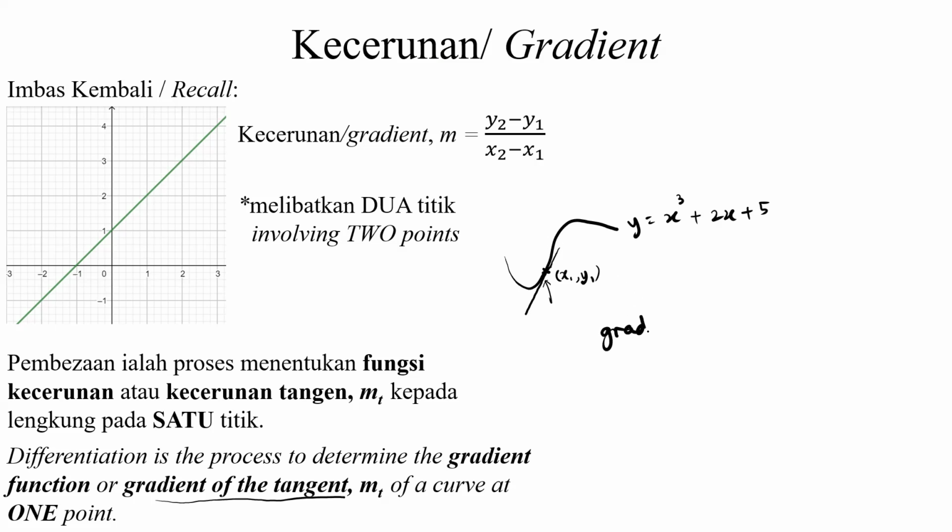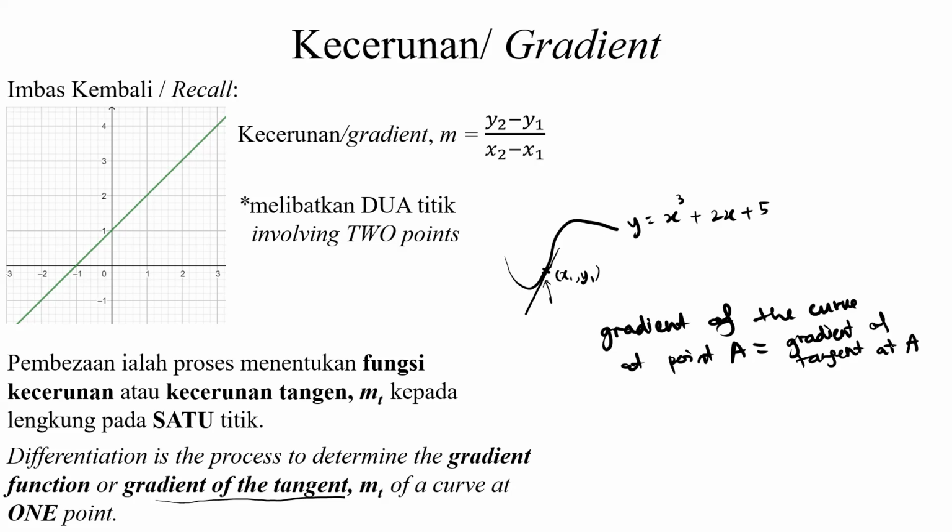So the gradient of the curve at point A has the same meaning as the gradient of the tangent at A. So when I say tangent, understood, it is only one point of the curve. Okay, then what about the gradient function? Sometimes when we find the gradient, it is actually dy/dx, a differentiation. The gradient of the tangent is differentiation.